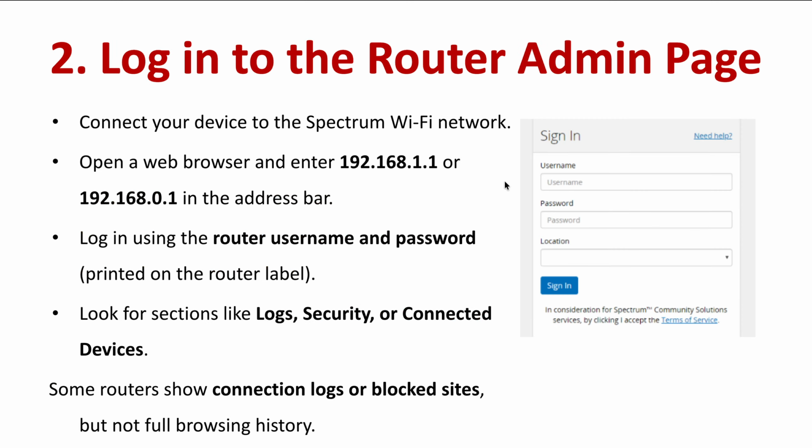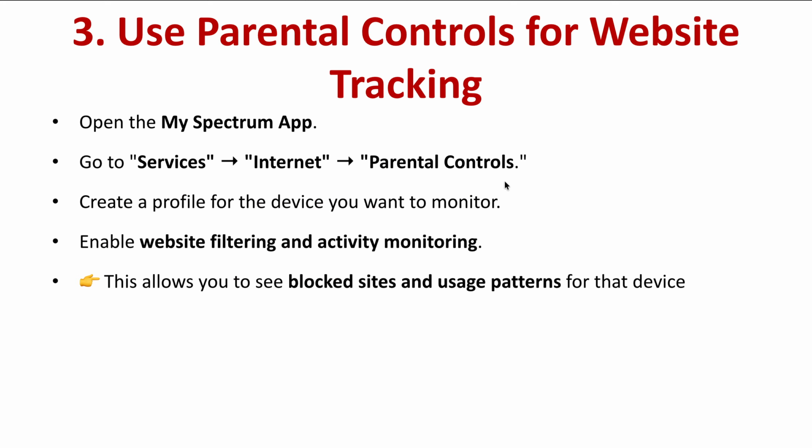Log in to the router admin page. Connect your device to the Spectrum Wi-Fi network. Open a web browser and enter this IP or this IP in the address bar. Log in using the router username and password printed on the router label. Look for sections like Logs, Security or Connected Devices. Some routers show connection logs or blocked sites, but not full browsing history.